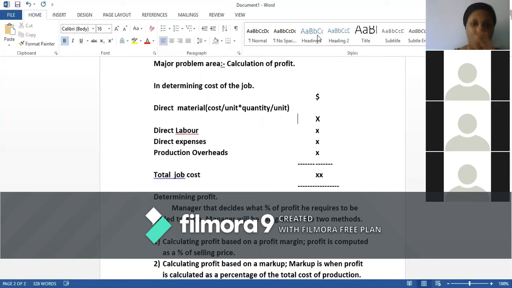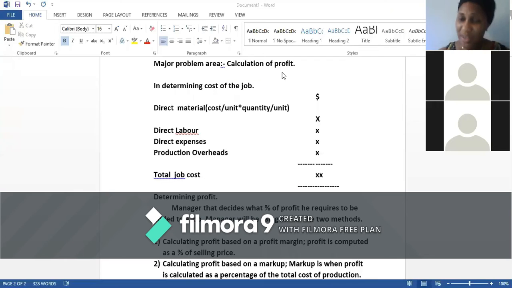So Amarachi is saying when profit is calculated as a percentage of the selling price, the profit is already added to the selling price before determining the selling price. Yes. If the producer says my selling price is going to be 1,000, then you can easily determine his profit to be 20% of 1,000.